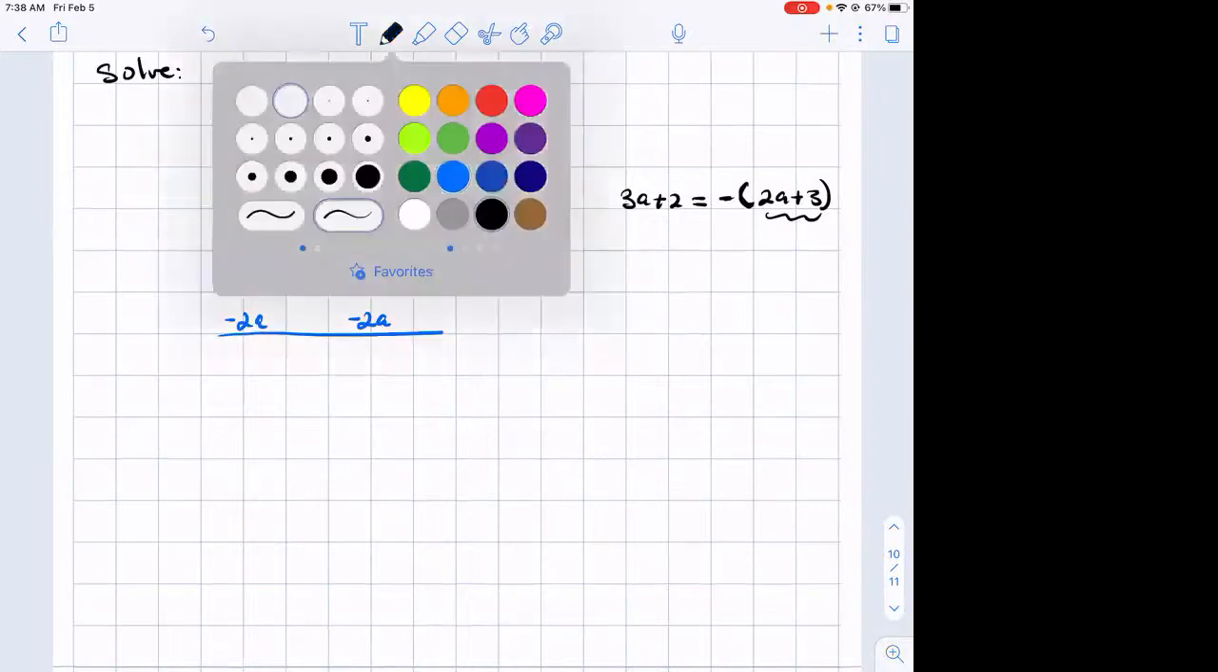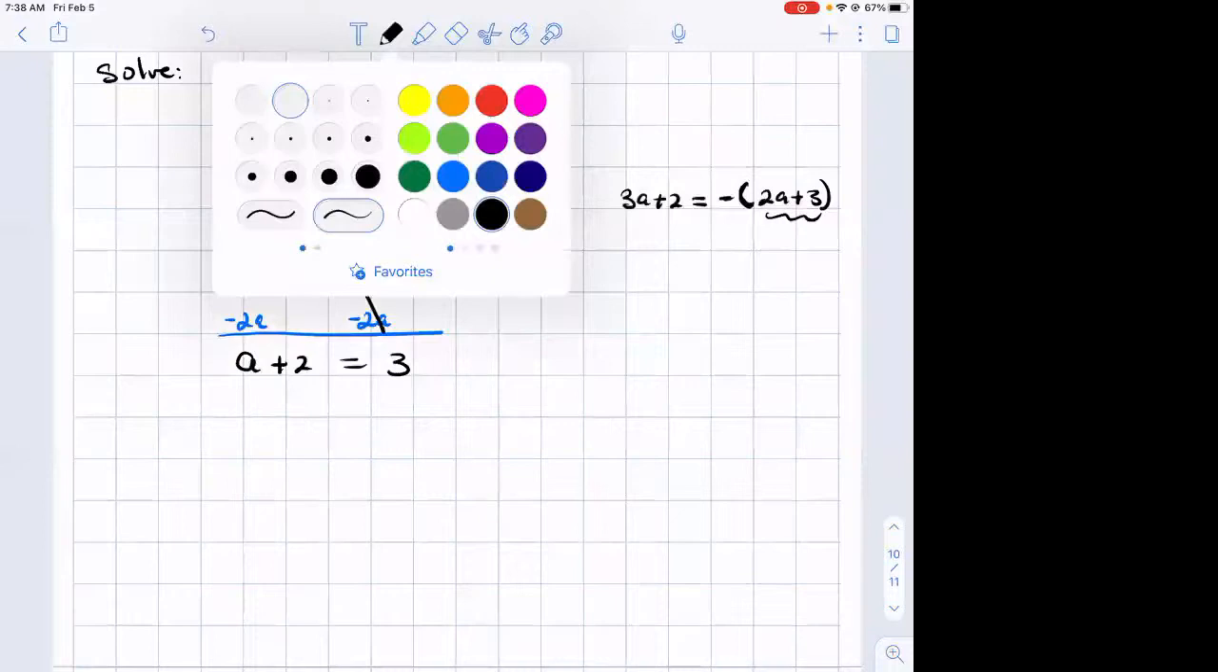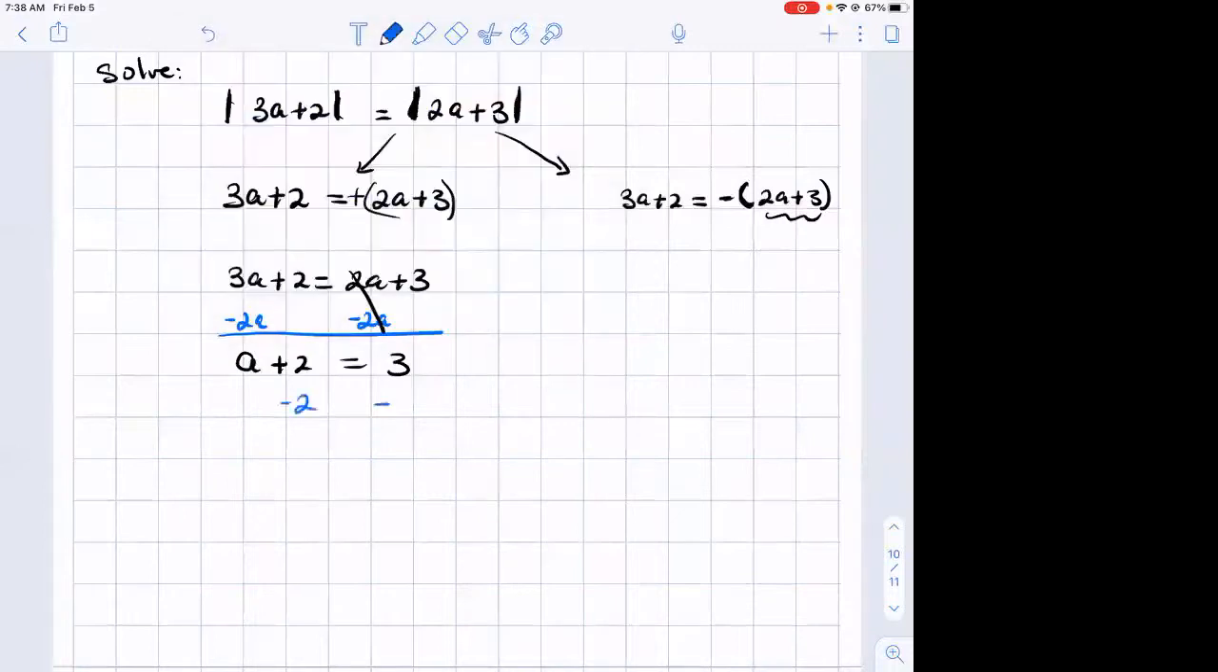And if I minus my 2a on both sides, this becomes a plus 2 is equal to, this will become 0, 3. And then we minus 2 on both sides. And if I do that, this is 0, so we have a is equal to 1. So here is one possible solution.